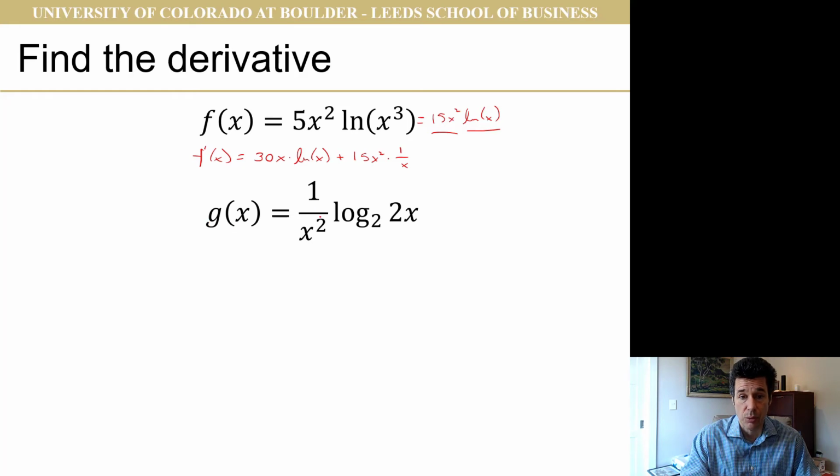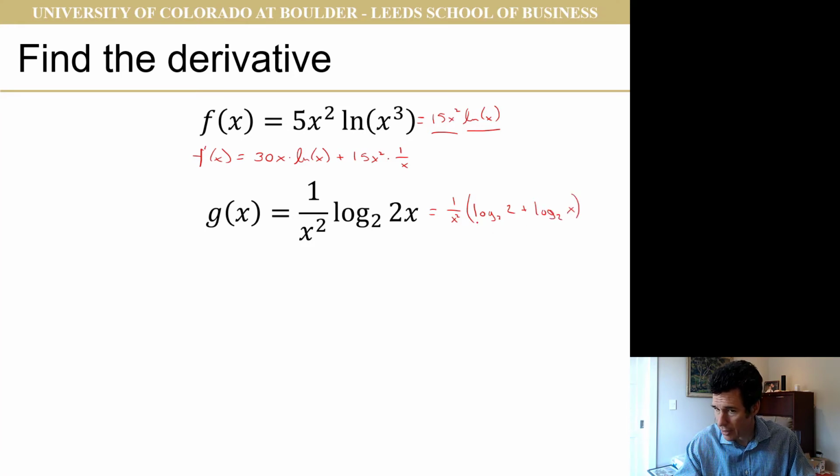G of x equals 1 over x squared log base 2 of 2x. Again, we need to simplify. So g of x equals 1 over x squared times log base 2 of 2 plus log base 2 of x, and I might as well simplify a little more. Log base 2 of 2 is simply 1, so that's 1 over x squared times 1 plus log base 2 of x.